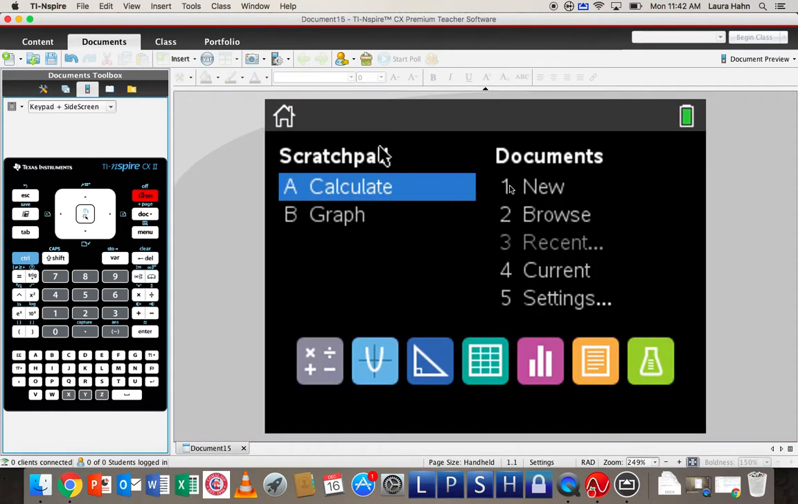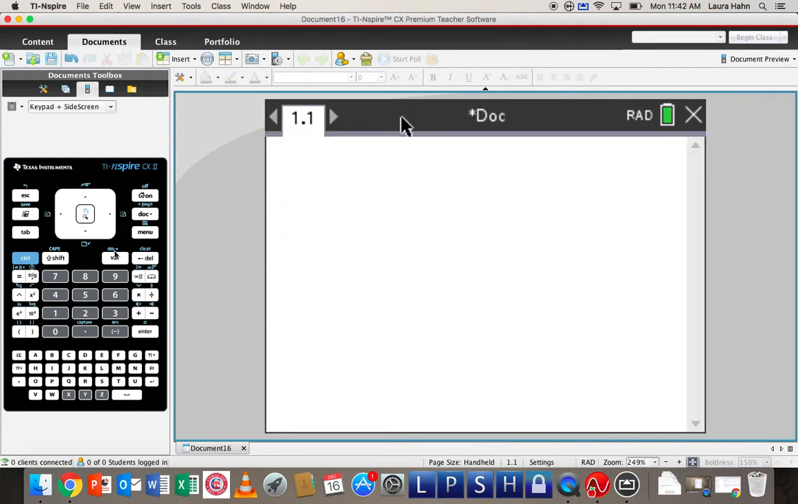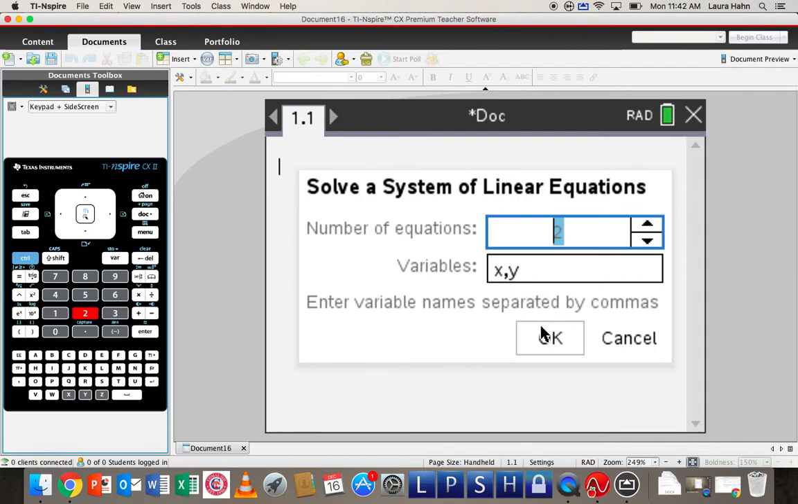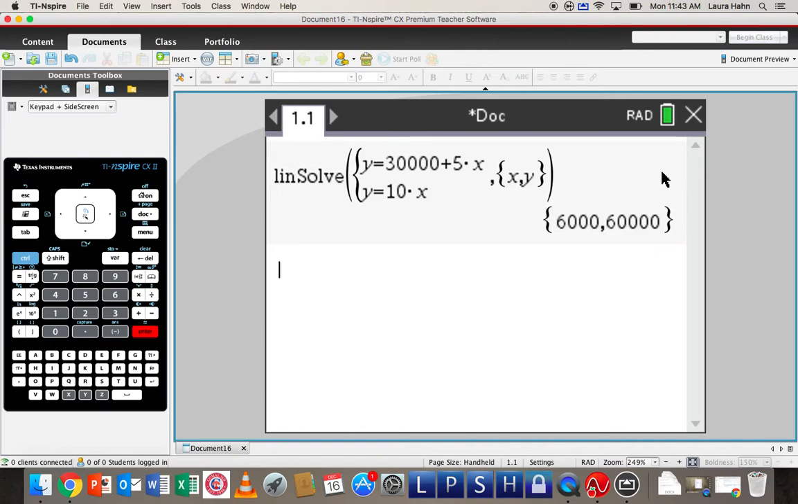Oops, I need to go to graph. I'm just doing my calculator page. Menu 3-2. I am using x and y, so okay, let's just type them in. Y equals 30,000 plus 5x. Y equals 10x. I'm going to write that down.